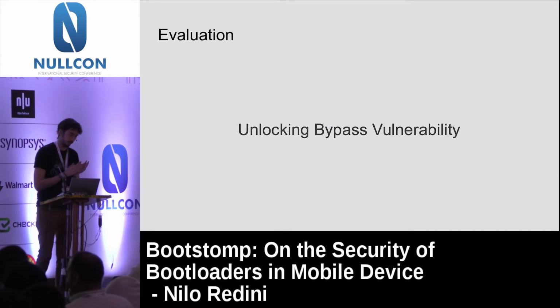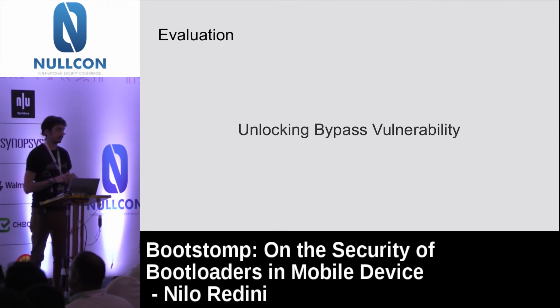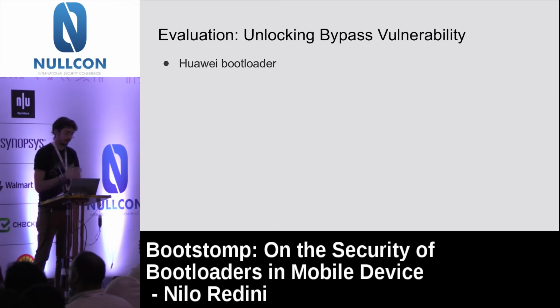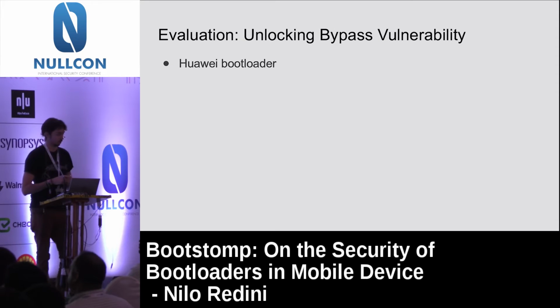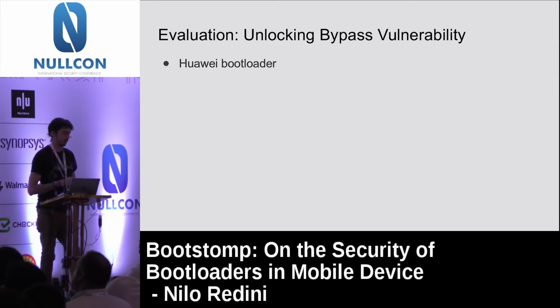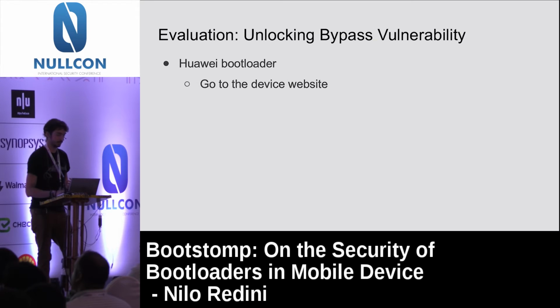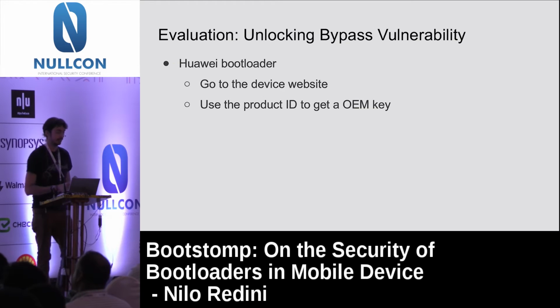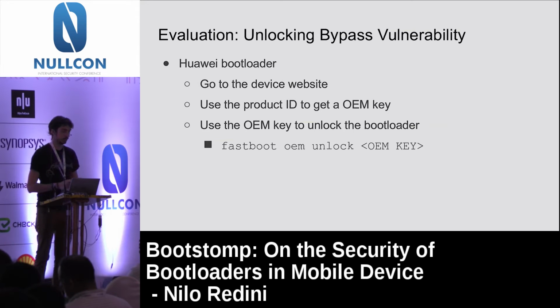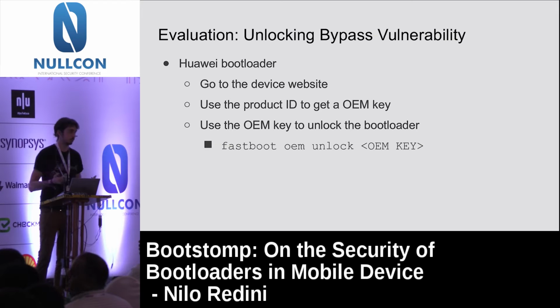Okay, let's talk about the unlocking bypass vulnerability that we found. Again, we found this bug on the Huawei bootloader, and the way that Huawei foresees the bootloader to be unlocked is the following. You have to go to the device website, you have to provide some number, and you get back what is called the OEM key. Later, you can use this OEM key and run some commands using fastboot, and eventually the bootloader will be unlocked.